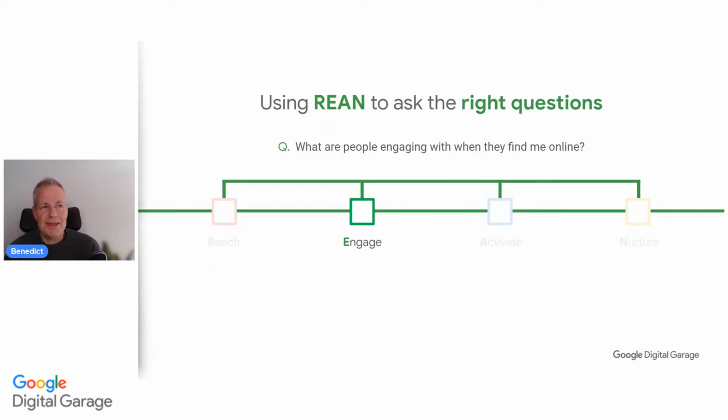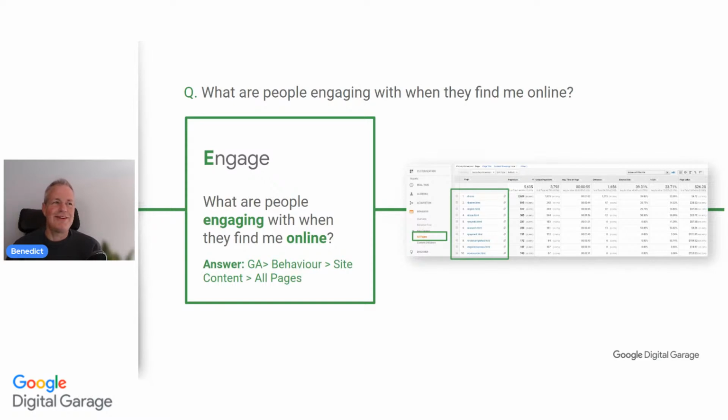So what are people engaging with when they actually find me online? Okay. And of course, you'll be going on to, you'll probably know, I hope, behavior or engagement with Google Analytics version 4. So you'll be going on to Google Analytics, behavior, site content, and then, of course, all pages. Sorry.